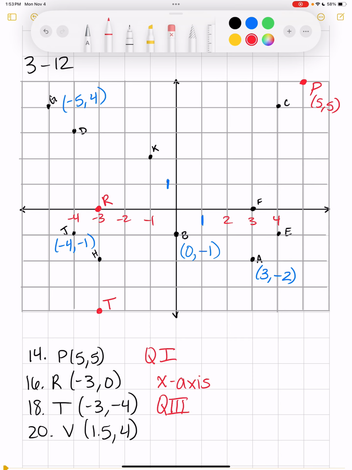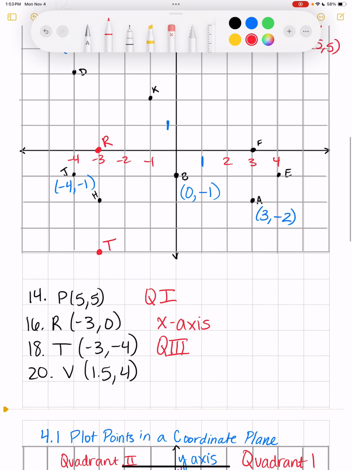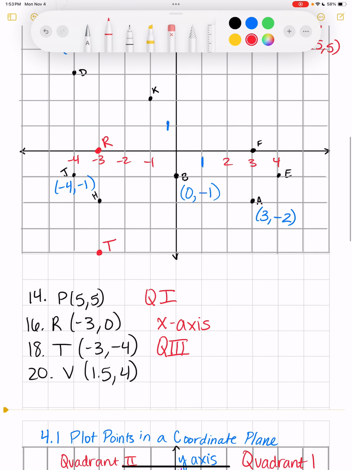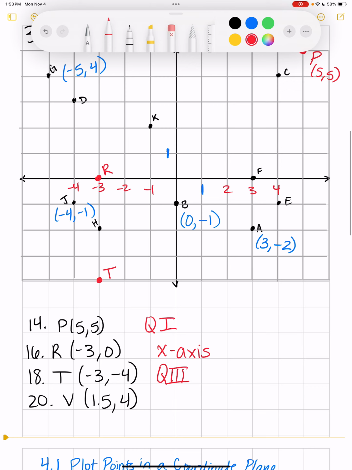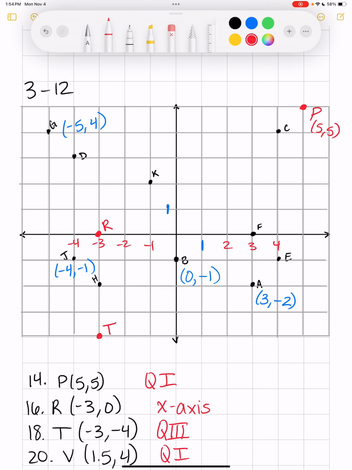And then lastly, I have the point 1.5 and 4. Where would that be? You go to the right 1.5 spaces. Oh, never mind. It's in quadrant 1. Yes, to both things that you said. This one's also in quadrant 1 because both things are positive. You said go right 1.5 and then what? Up 4. Yep, so notice I don't have a marking for 1.5, so I'm just going to split halfway between 1 and 2, and I need to go up 4. So I'm going to go 1, 2, 3, 4, and that is point V.